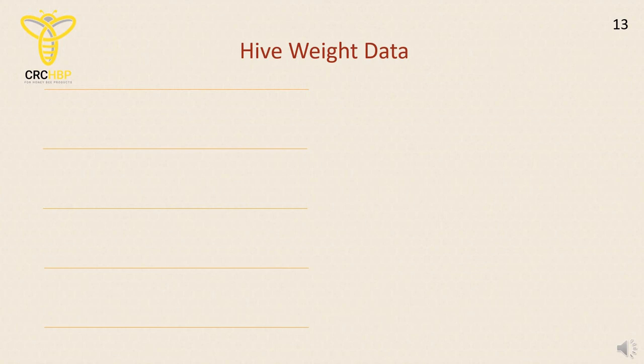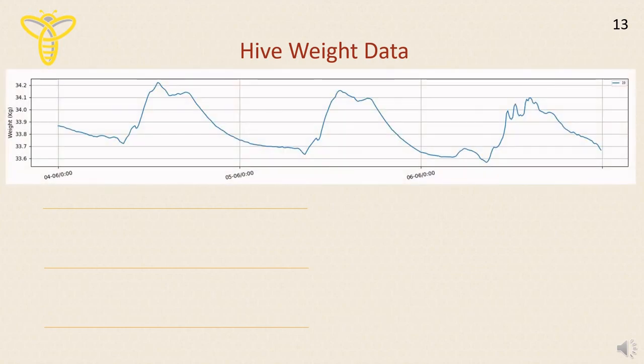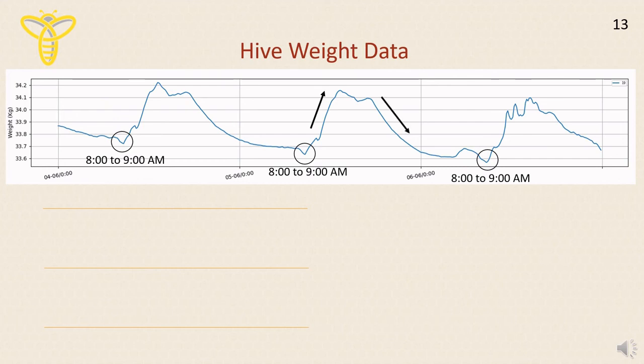Weight data of the hive carries important information. Here is the weight data from one of our hives from 4th of June to 6th of June. We can see that weight between 8 and 9 a.m. goes down as foragers leave the hive in large numbers. Then they start bringing the pollen and nectar back, and the weight goes up. And after the sunset, the hive loses weight because of the nectar evaporation, and the bees consuming honey to stay warm during the cold nights.